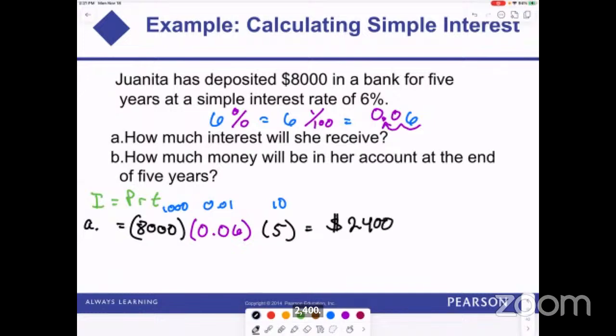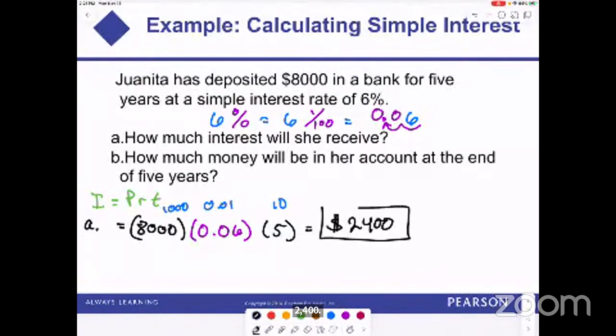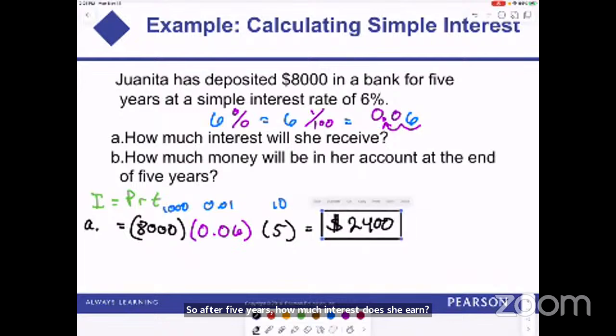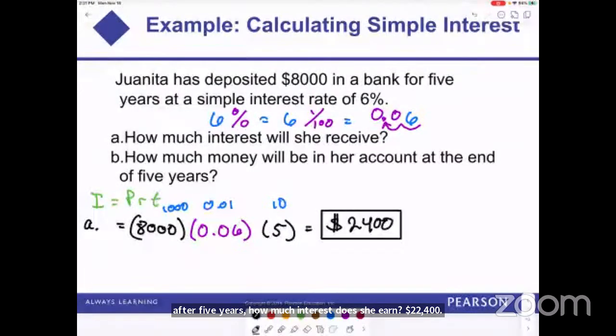So after 5 years, how much interest does she earn? $2,400. The total amount is $22,400. Okay, we'll work on part B in just a moment.